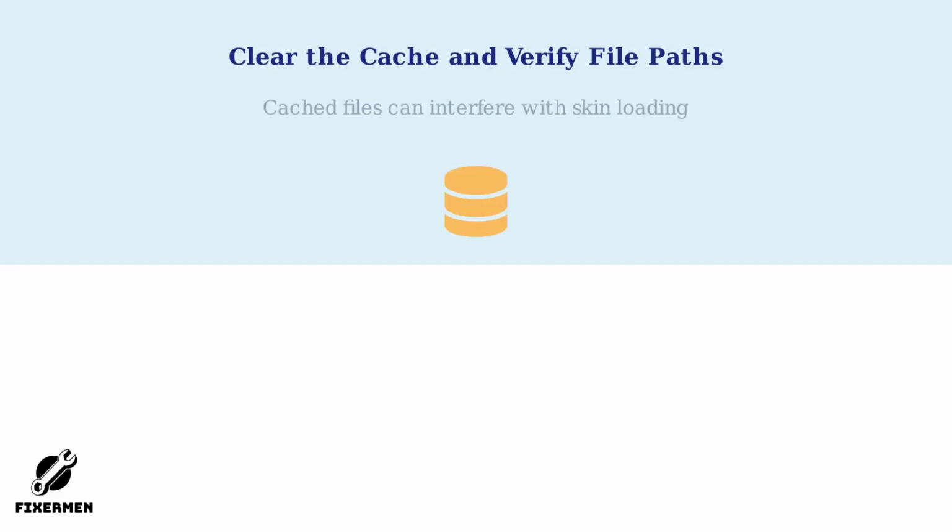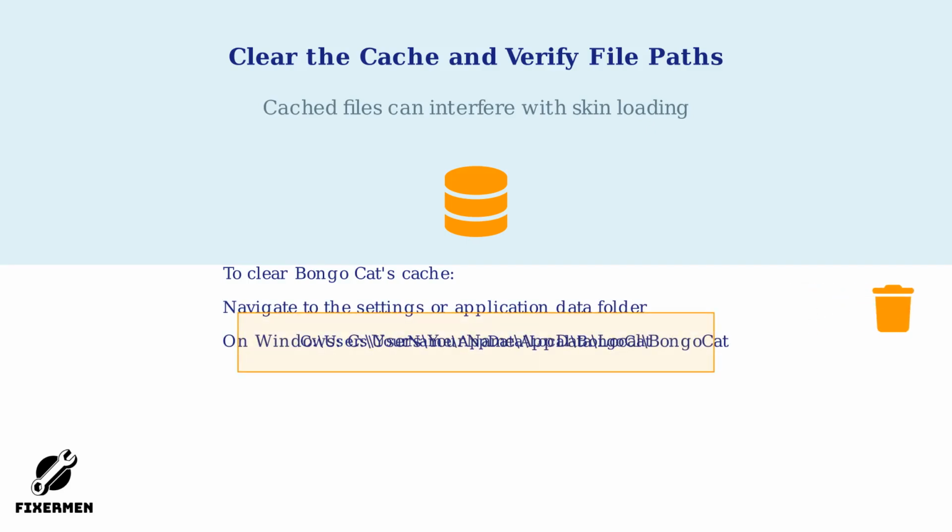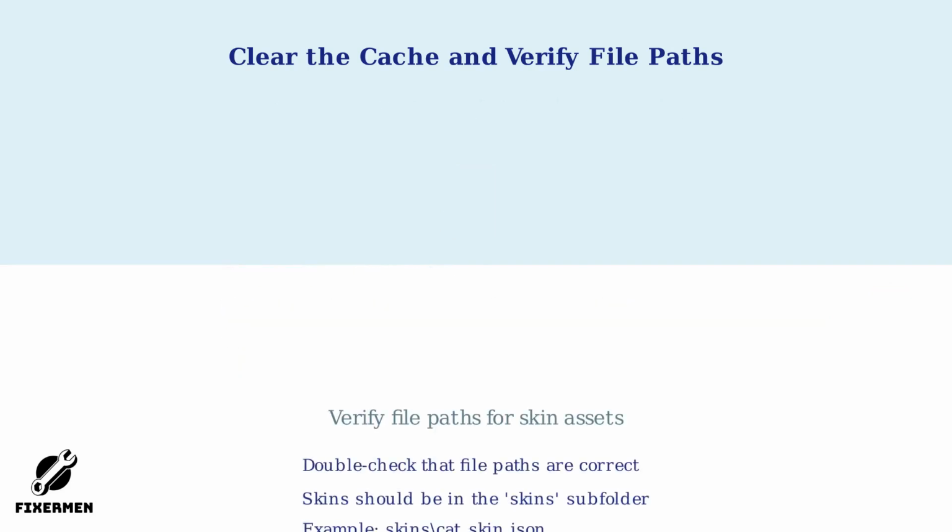Cached files can sometimes interfere with skin loading in Bongo Cat. To resolve this, clear the application's cache. Next, verify that the file paths for your skin assets are correct. Incorrect paths prevent the software from locating and applying new skins. Ensure skin files are placed in the proper skins directory.